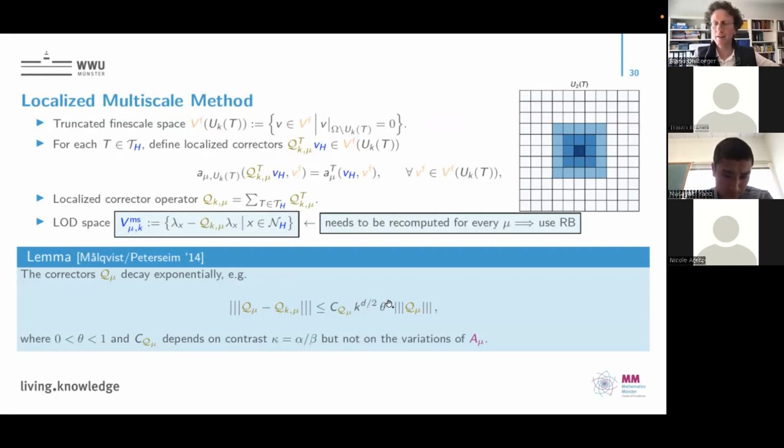Okay. So my question is, does the decay also depend on the strength of the coercivity of the form? So that if instead of, let's say, a symmetric elliptic operator, you have something like a convection diffusion one. So this is also written here in the statement of the lemma. The contrast enters into this constant here. So it's not in the exponential rate, but it might be a quite large constant if you have large contrast. And there are actually also works where they try to get rid of this bad dependence on the contrast.